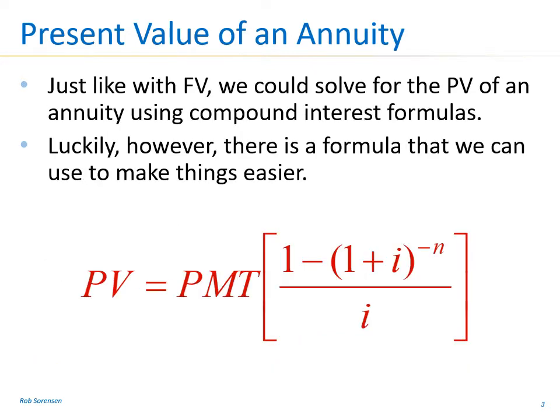Now here's a formula we can use. It's very similar to what we had for FV, but I've switched around the numerator here inside the square brackets, and that's 1 minus (1 plus i) to the power of negative n. So just like we had with compound interest, when we're going backwards in time, we have a negative value for n. Let's see if we can try it out, put it to work.